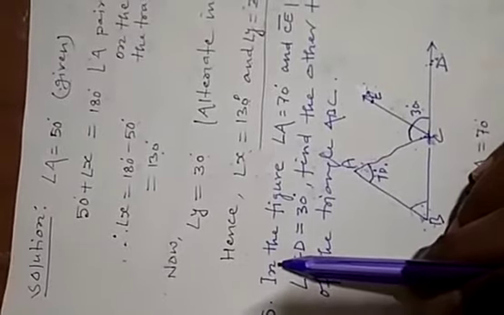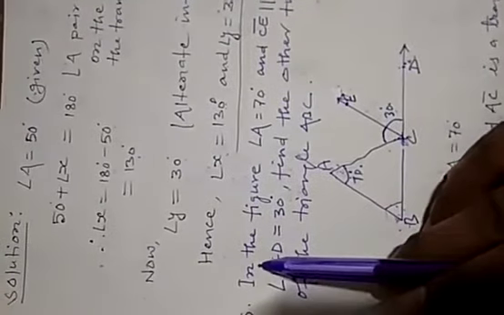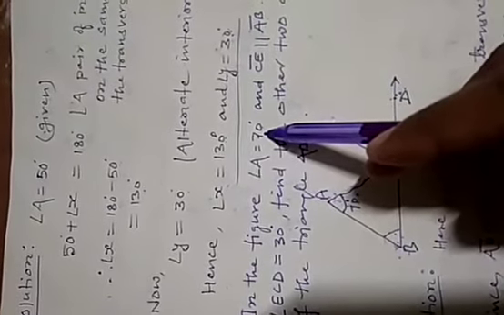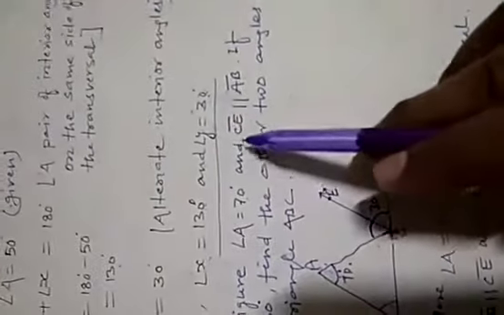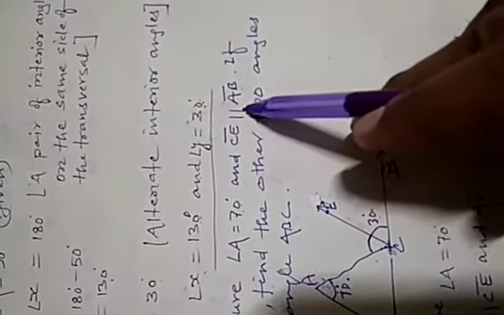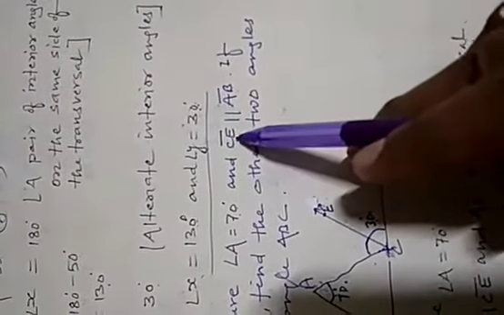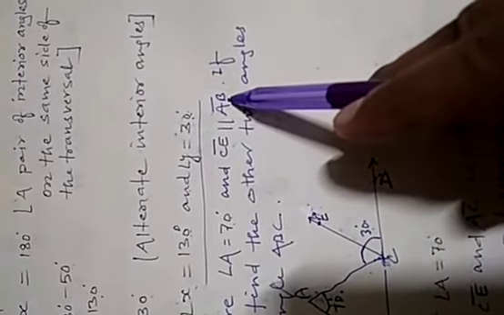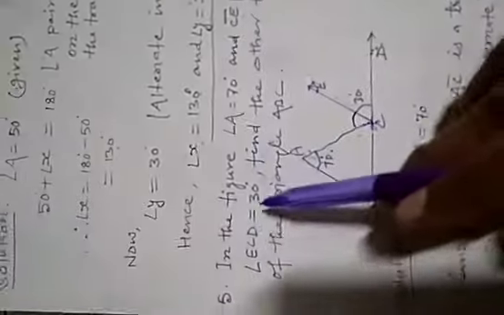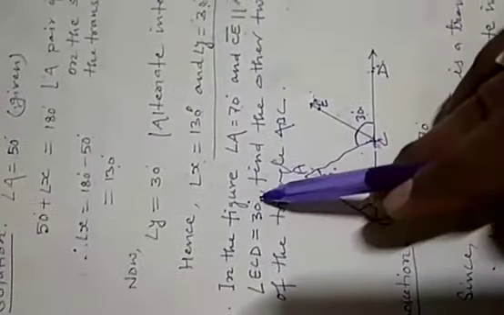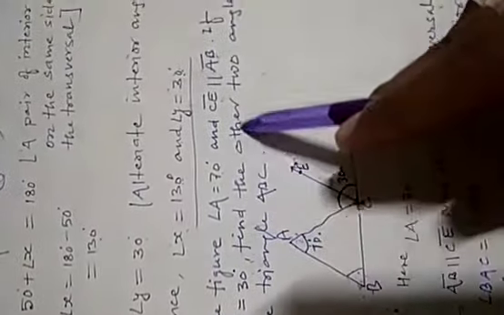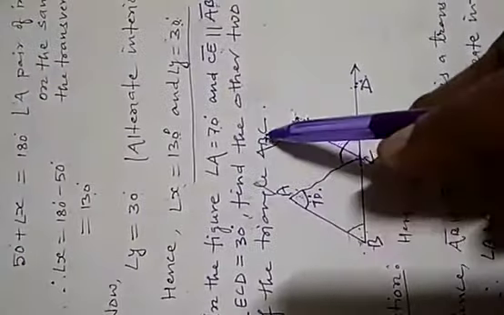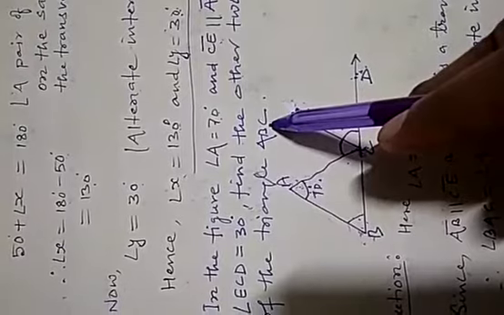Student, take another example. In the figure, angle A is equal 70 degree and line segment CE is parallel to line segment AB. If angle ECD is equal 30 degree, then find the other two angles of the triangle ABC.